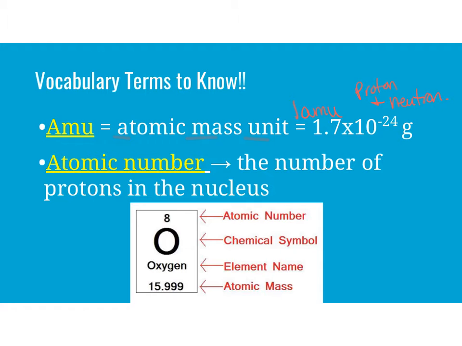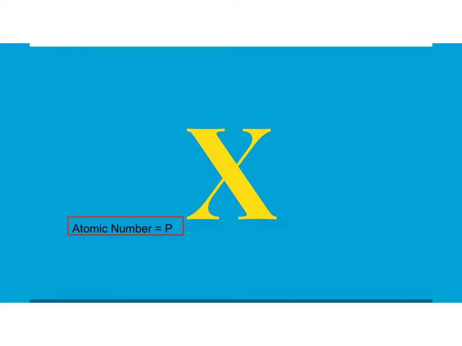The other thing that we're going to start looking at now is the atomic number. So this is the number of protons in the nucleus. So atomic number tells us protons. If you were looking at a periodic table, the number up at the very top, sometimes it might be in a corner, but either way, it's going to be in the top. That is our atomic number of protons.